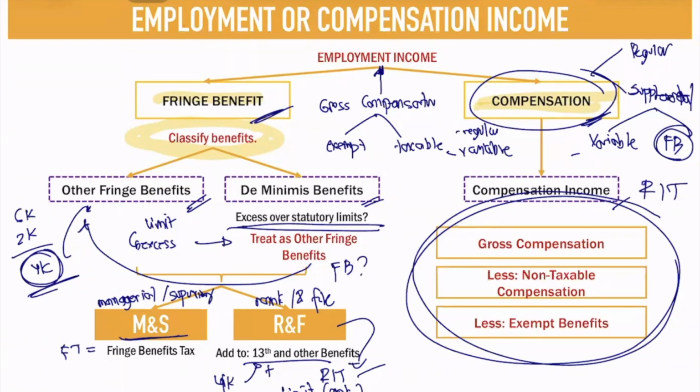So you have managerial and supervisory and rank and file. If that is managerial and supervisory, fringe benefit tax, but rank and file, the amount of fringe benefit will be added to 13th and other benefits. And this will be, again, subject to a limit of 90,000. If ever in excess of 90,000, it becomes now taxable under RIT. Now, having known the scheme or the general taxation for compensation income, let's dwell into it one by one.